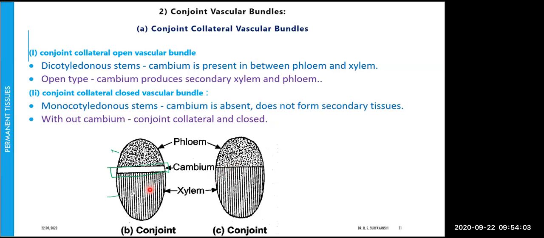This type of conjoint vascular bundle is found generally in the dicots, and this type of vascular bundle is generally found in the monocots because there is no secondary growth. So this is about collateral, closed and open.